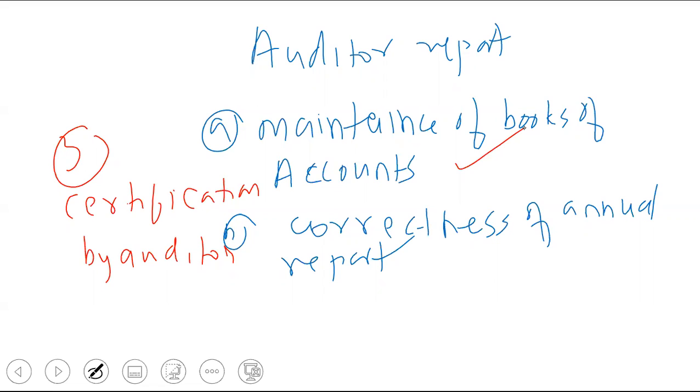Madam, anybody cannot do it. Only a CA can sign, with their stamp, their number, everything.